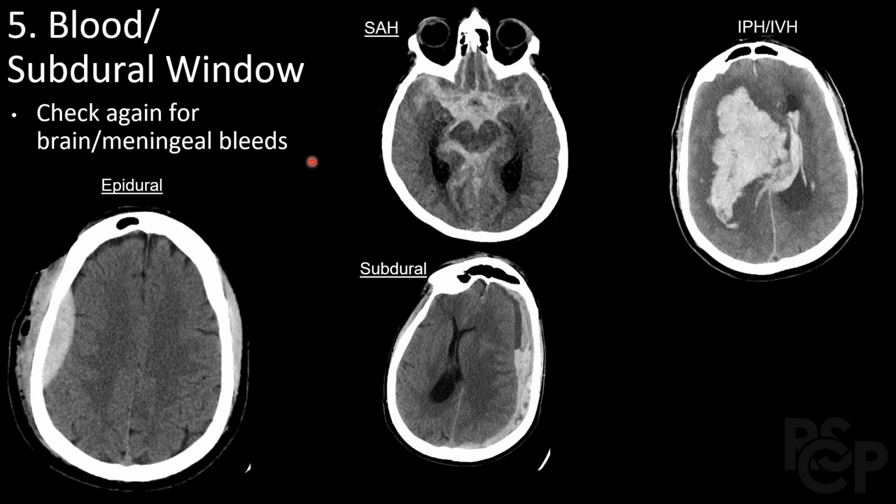And then in the next couple of weeks, as we move into the subacute to chronic setting, the blood products will appear isoattenuating and then eventually hypoattenuating. This is all due to the composition of hemoglobin and the degradation of hemoglobin over time. With that in mind, let's take a look at some of these examples, starting with the epidural hematoma here.